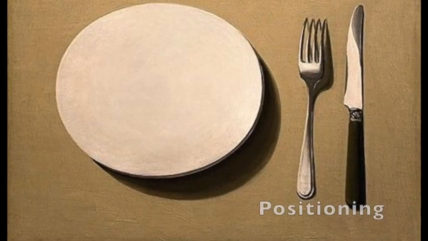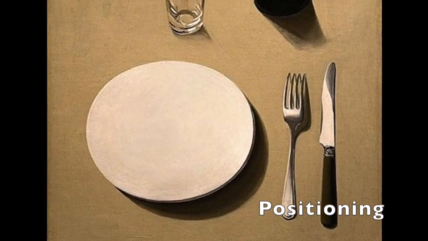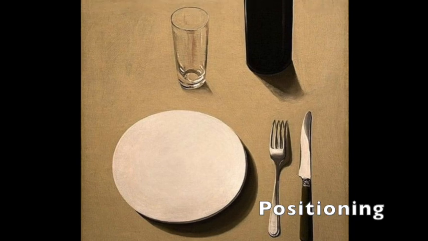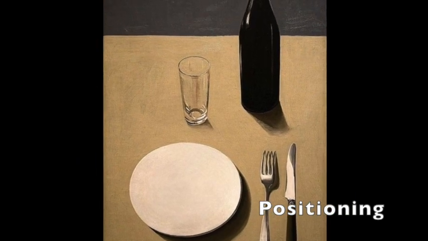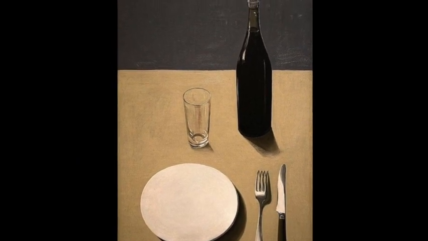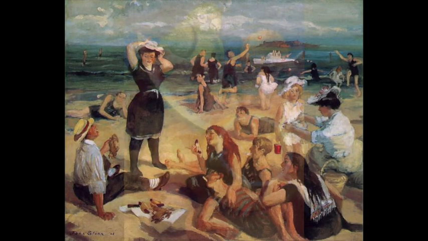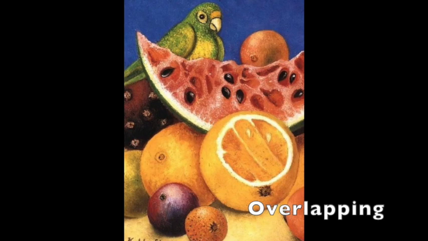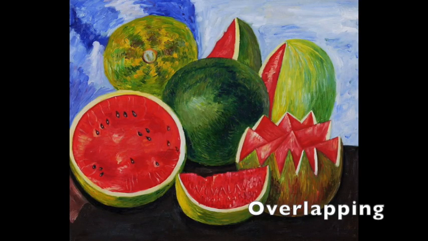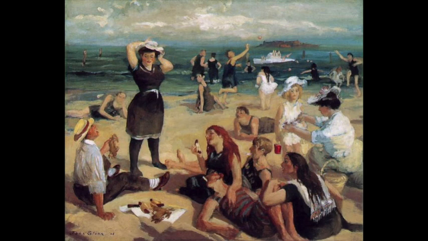One strategy is positioning. Typically, objects placed near the bottom of the picture plane appear closer to us, while things near the top appear further away. Another strategy is the use of overlapping. By placing subjects in front of each other, the objects in front appear closer to us, while the subjects being covered up appear further away.